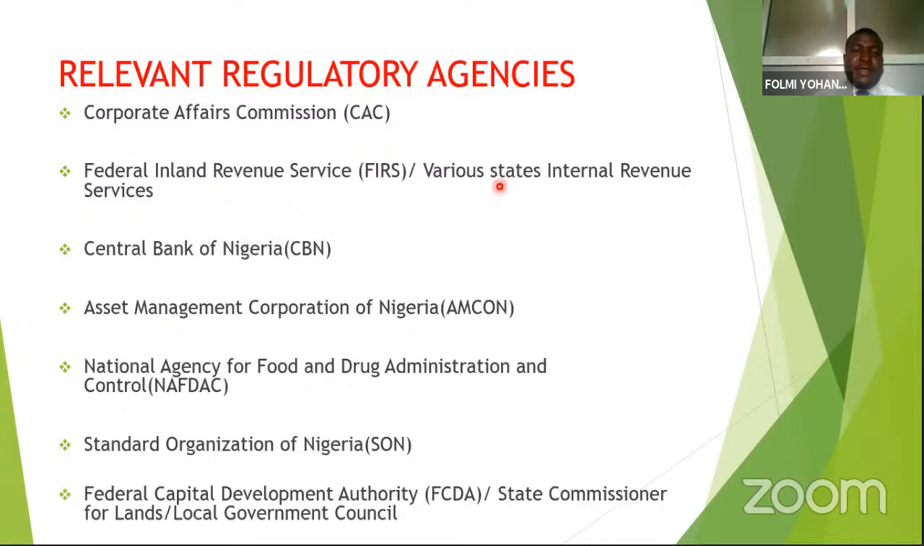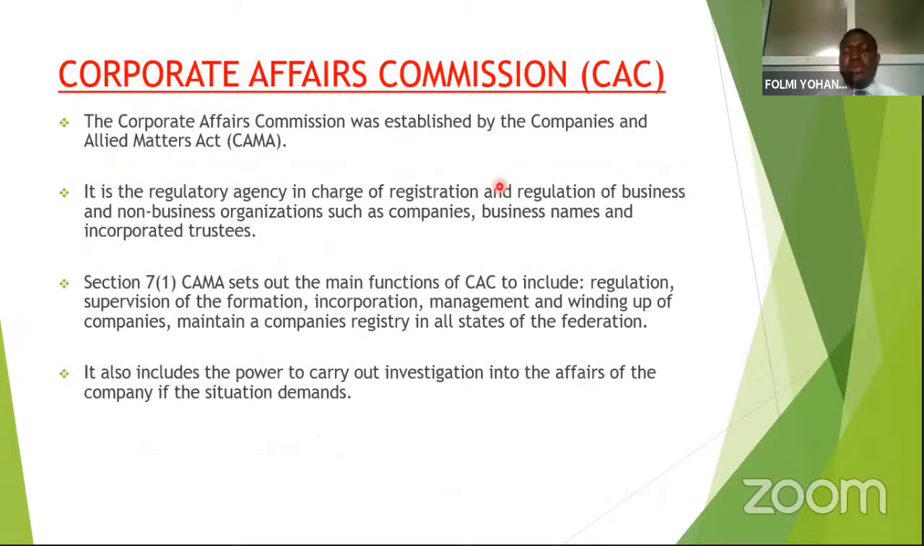So we're going to look at some of these agencies that I said we'll discuss in detail. One of them is the Corporate Affairs Commission. The Corporate Affairs Commission was established by the Companies and Allied Matters Act of 1990. So CAMA and CAC are one and the same. The CAC is there to administer CAMA. That's why it is the regulatory agency in charge of registration and regulation of business and non-business organizations, such as companies, business names, and incorporated trustees.